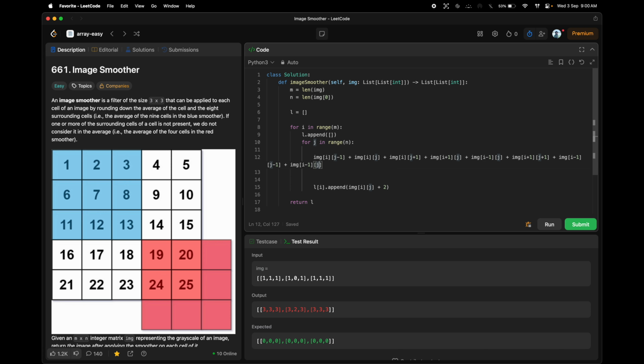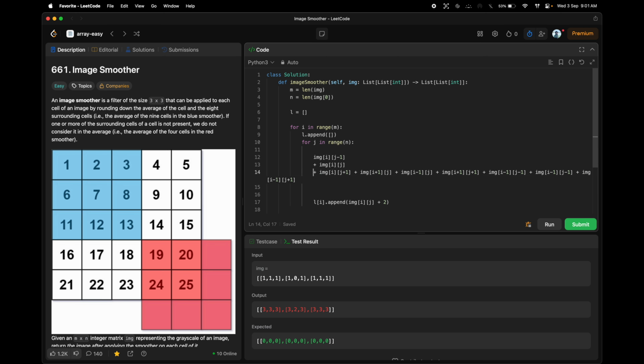Oh, wait a second. What would be the value of this one? If this is i minus 1, j minus 1, okay. That is correct. And then what would be the value of this? i will be subtracted one time, that's for sure, and j would be incremented. I hope this is correct, but I'm not sure. Okay, let's try to wrap it in.